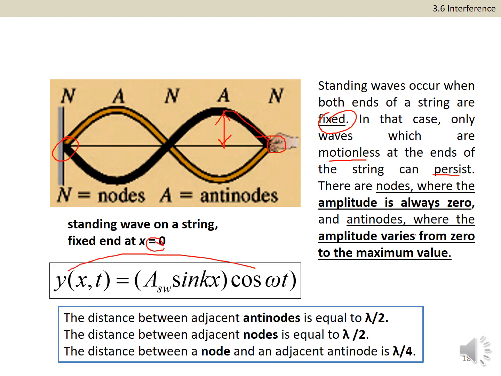So this is the general equation of the standing wave. How do we get this equation? Later we will derive it. I'll show you how to get this equation later. The distance between adjacent antinodes is equal to pi over 2. The distance between adjacent nodes is equal to pi over 2. And the distance between a node and an adjacent antinode is equal to pi over 4. We add both together, so we got pi over 4.